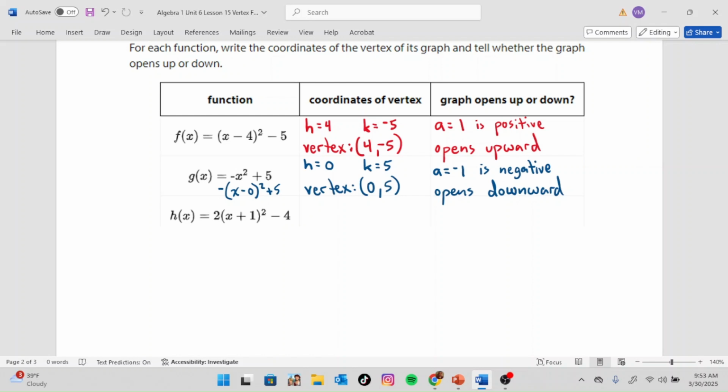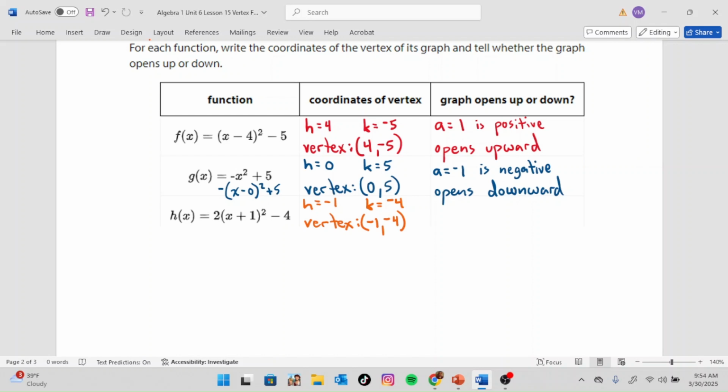And our last one, because it's x minus h, then h would have to be -1, because minus negative becomes plus. K, we have plus k, so k would be -4, because plus a negative becomes minus. That means the vertex is at the point -1, -4.